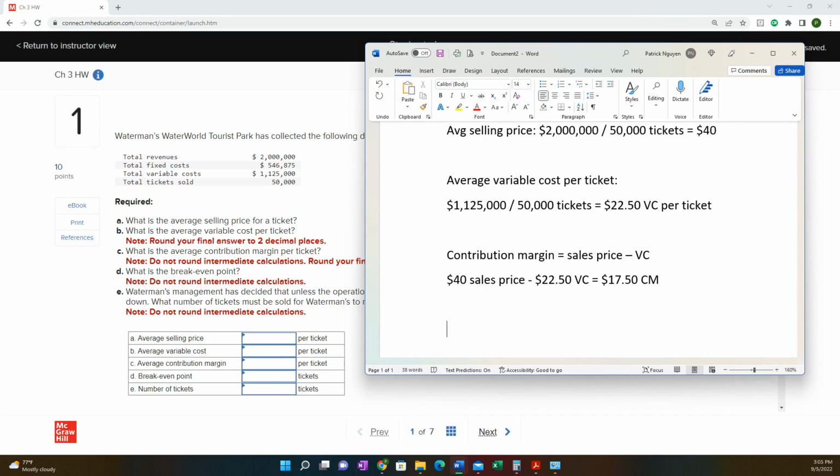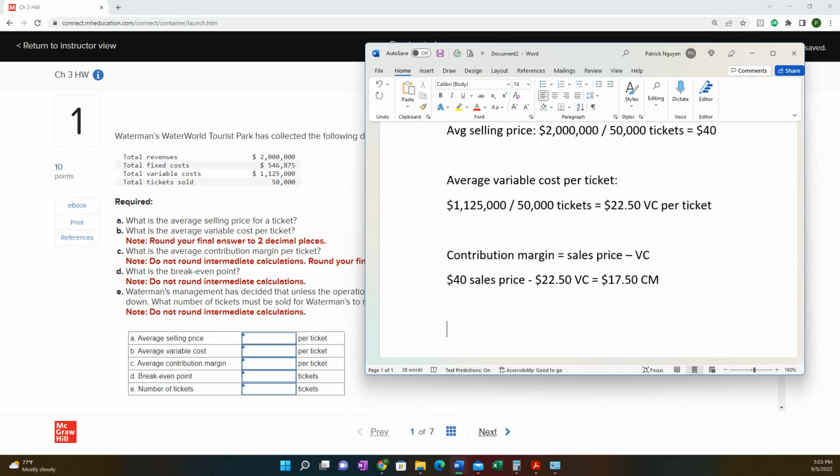Next is break-even point. Break-even point is the number of items, or in this case, tickets that need to be sold in order for the company to break even. For a company to break even, all of its fixed costs need to be covered, and then any tickets sold above that point are going to yield some profit.